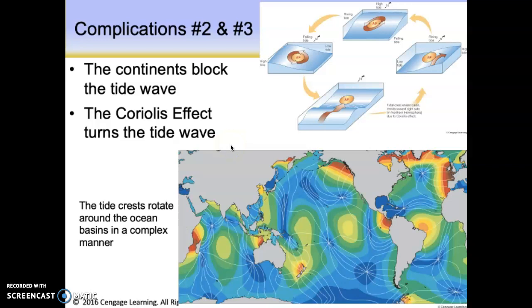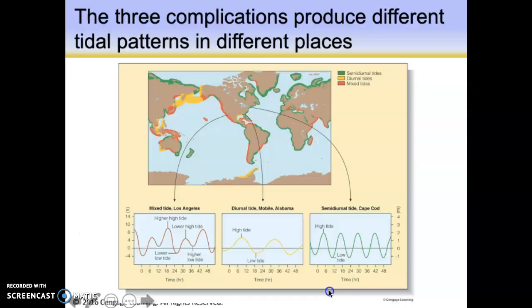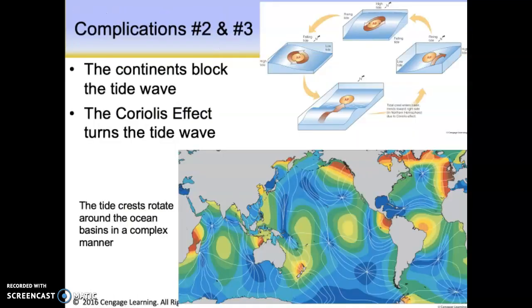And so what this diagram that looks like it's full of spiders is trying to show you is how the tide crest progresses as it moves around an ocean basin. Where you see all the lines coming together in a point, there is essentially no tide. The tides are rotating around that point. In the northern hemisphere, they rotate around clockwise, like this. You can see my cursor. In the southern hemisphere, they rotate counterclockwise. So those are our other complications. Let me go back to that.